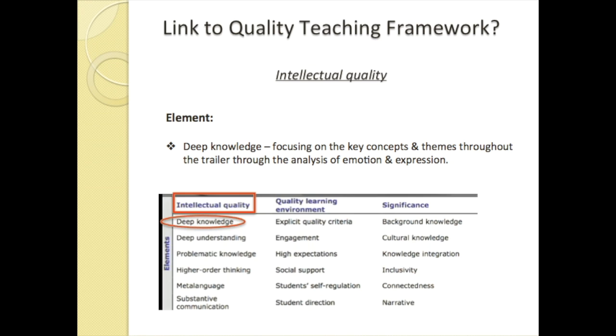This differentiation relates to the dimension of intellectual quality and links to the element of deep knowledge. It requires students to focus on the key concepts and themes of the trailer through the analysis of the character's emotion and expression.